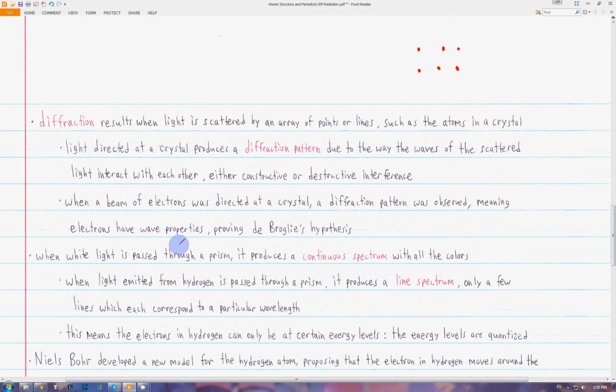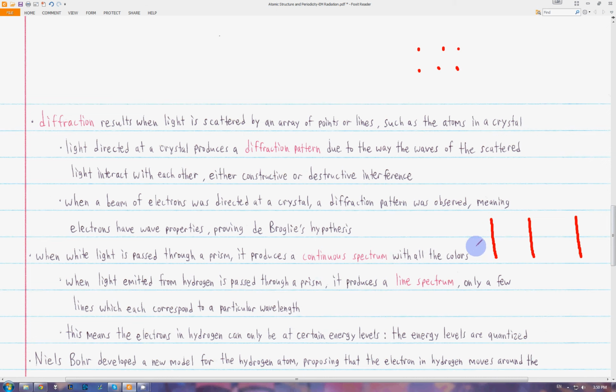So when white light passes through a prism, then it produces a continuous spectrum, which contains all the colors of the rainbow. However, when the light emitted from a hydrogen atom is passed through a prism, instead of all the colors, it only produces a few lines of color. This is called a line spectrum, and each line corresponds to a particular wavelength. So it's not continuous. There are only a couple distinct wavelengths of light being emitted by the hydrogen.